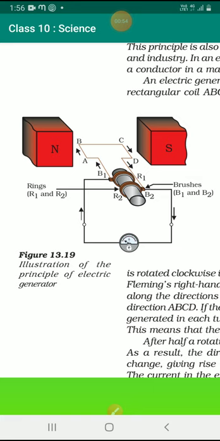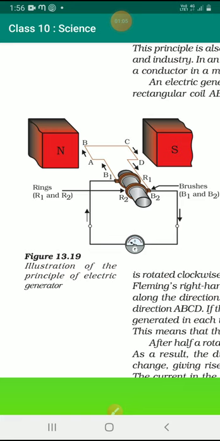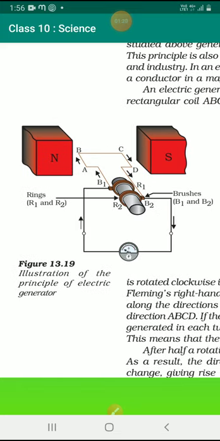Look at this generator. As I told you in the previous class, a generator is a device which can convert mechanical energy into electrical energy, whereas a motor, as we have discussed, is a device which can convert electrical energy into mechanical energy.